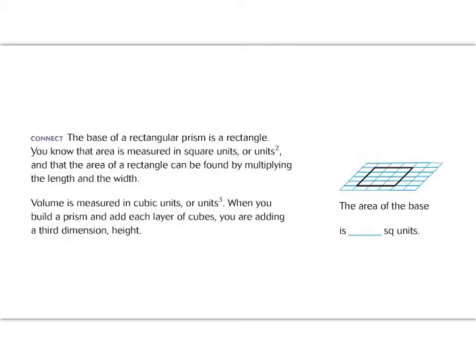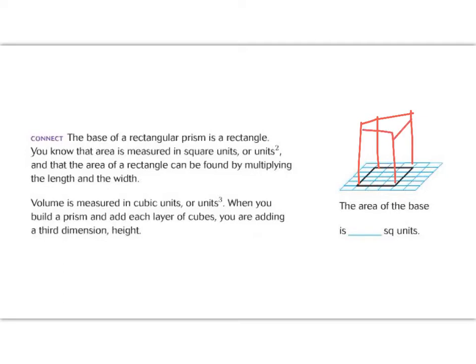All right, 5th graders, at the top of your lesson pages, it has a quick connection, and I want to stop and talk about this before we begin this lesson. It says, the base of a rectangular prism is a rectangle. So if I were to draw a rectangular prism on top of this, I would still have a rectangular base at the bottom. That would be a rectangular prism.